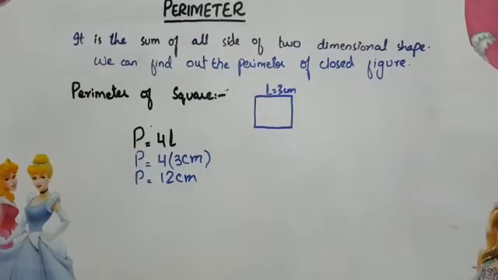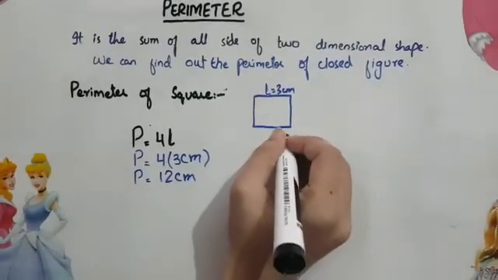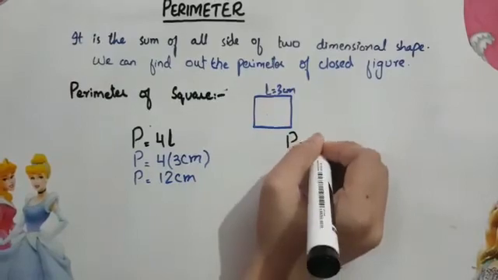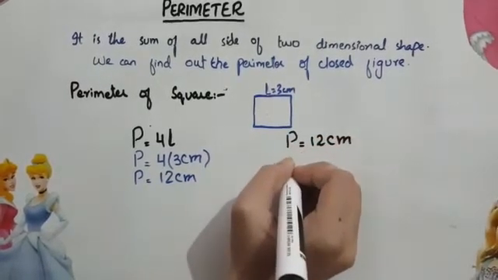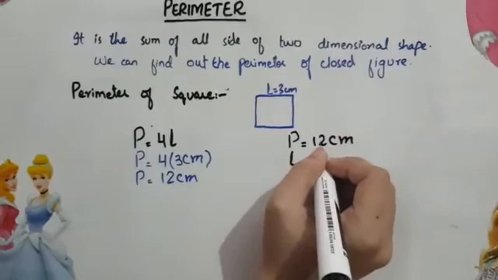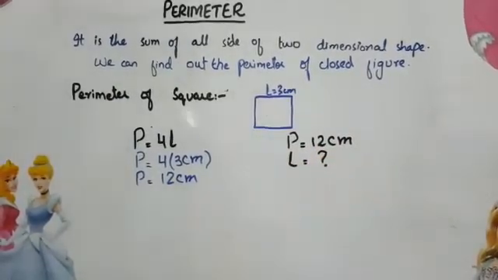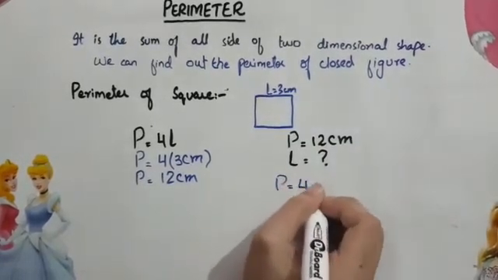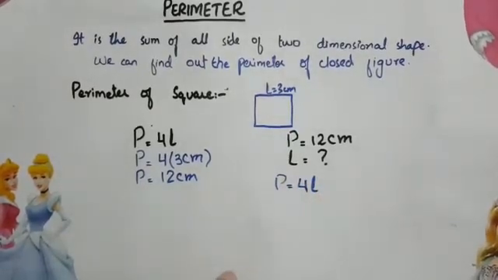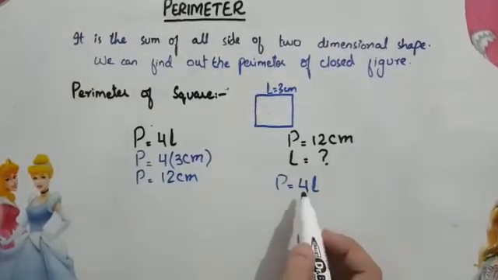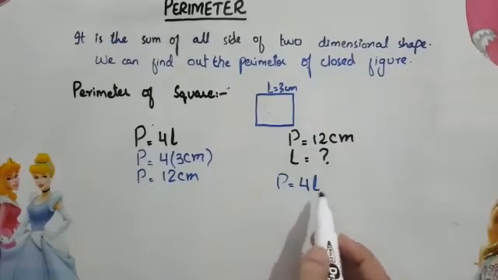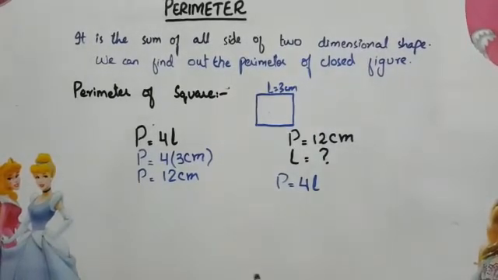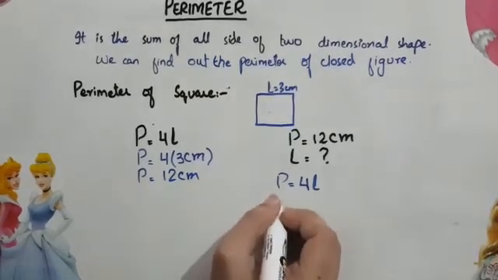If P is given, centimeter, and find out the length. Now write the formula of perimeter of a square. Now look at the right hand side. 4 is multiplying by L. Now we take 4 to the left hand side. Here 4 will divide the perimeter.